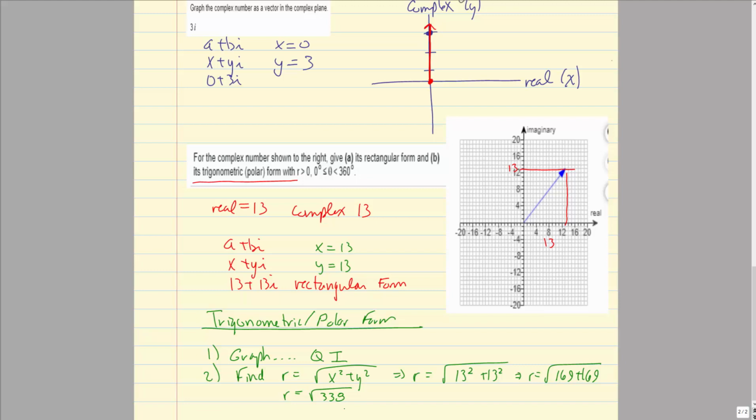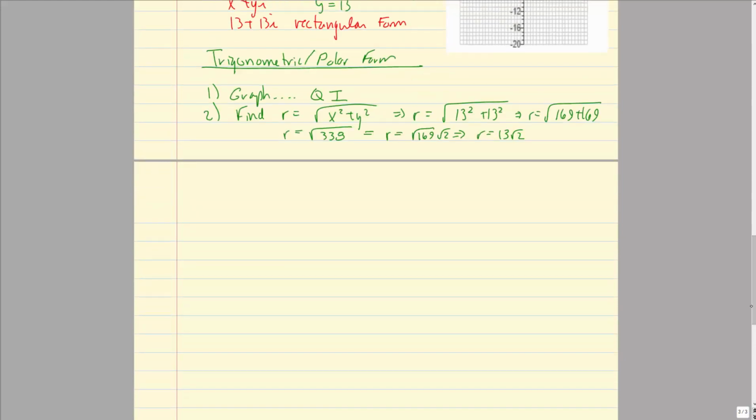Then I want to figure out if there are any factors of 338 that are perfect squares. We already know that 2 times 169 is 338, so I could rewrite this as root 169 root 2. So r would equal 13 root 2. Next, we can find theta by looking at the ratio: the tangent of theta is y over x. So the tangent of theta is 13 over 13, which is 1.